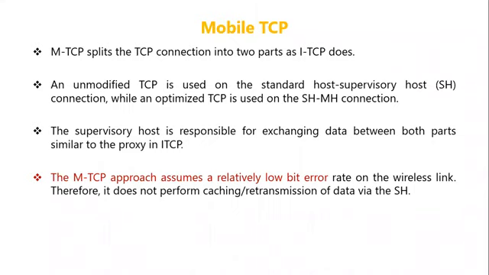Mobile TCP assumes a relatively low bit error rate on the wireless link. So this whole protocol is designed based on this assumption. Because of that, it does not perform caching or retransmission of data. Like how caching or retransmission of data is done in snooping TCP, that won't happen in the case of mobile TCP.